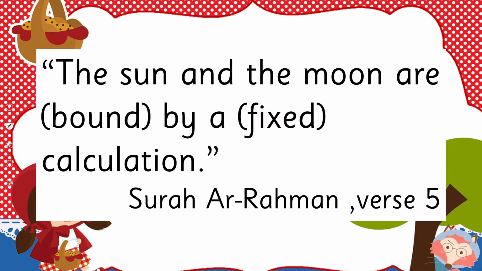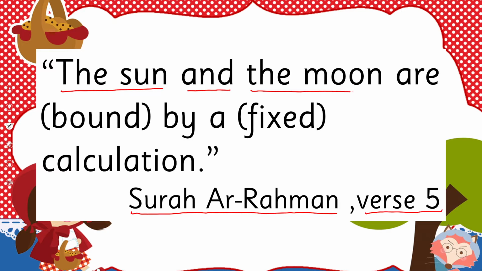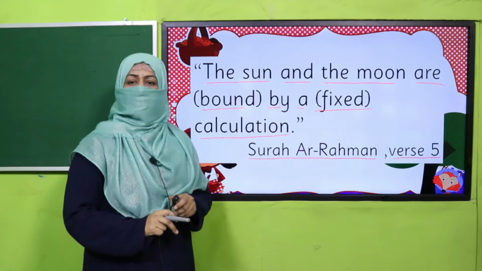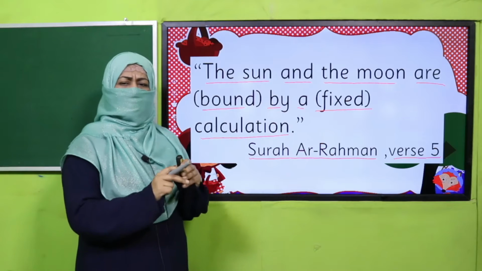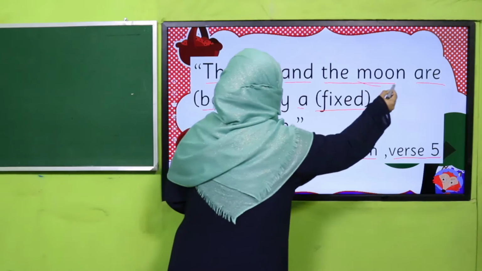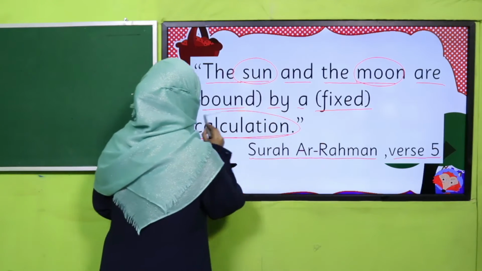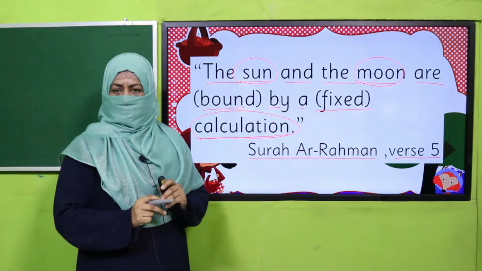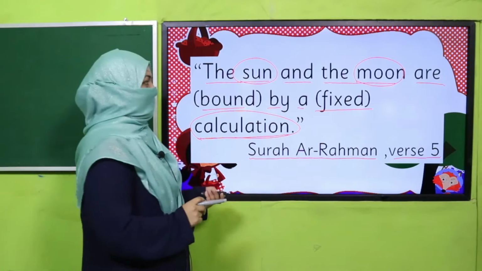Let's start with the name of Allah subhanahu wa ta'ala. Allah mentions in the Quran, Surah Ar-Rahman, verse 5, the sun and the moon are bound by a fixed calculation. Subhanallah, Allahu Akbar. You see, beta, Allah subhanahu wa ta'ala has created everything in a very organized manner. And what Allah is saying, sun and moon are fixed in a calculation. Okay? And that calculation makes a year, right? How does it happen? Let's learn today.